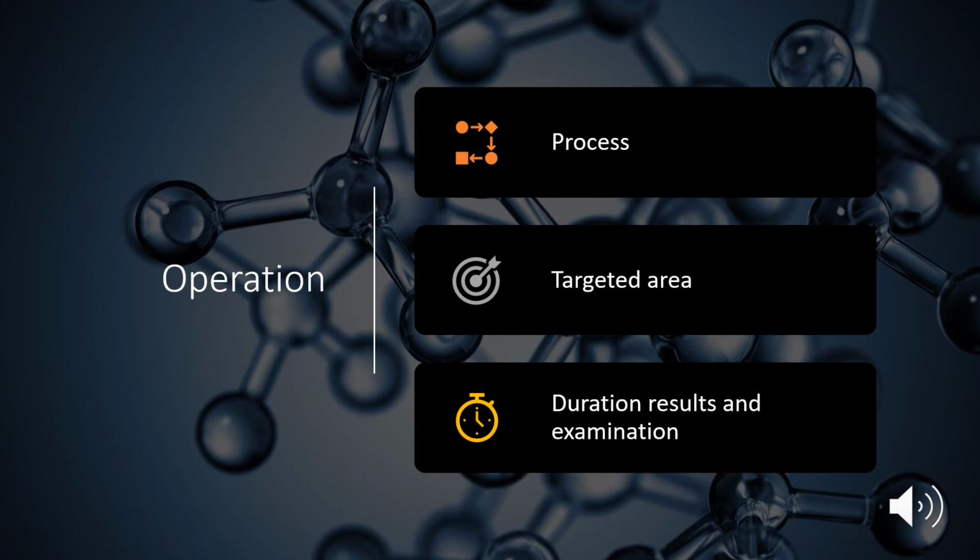Duration and result examination. Usually, it takes from 12 to 24 hours. It depends on what exactly the patient is going through, what the medical condition of the patient is, and the result will be given right away. Thank you. We're moving next to the features of CT scan.